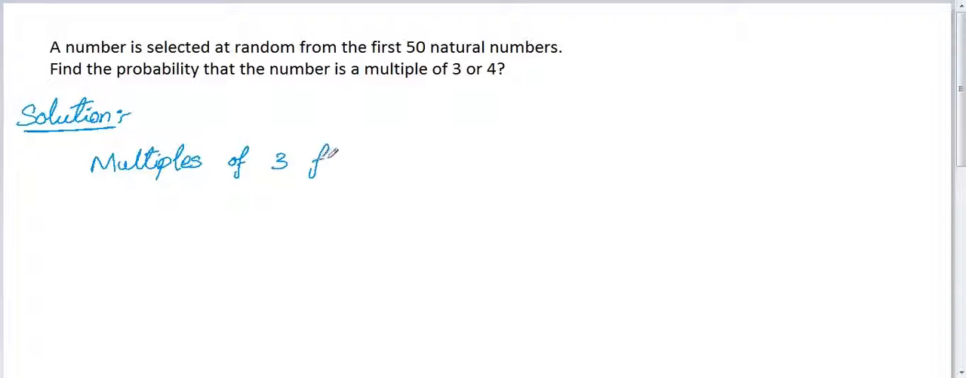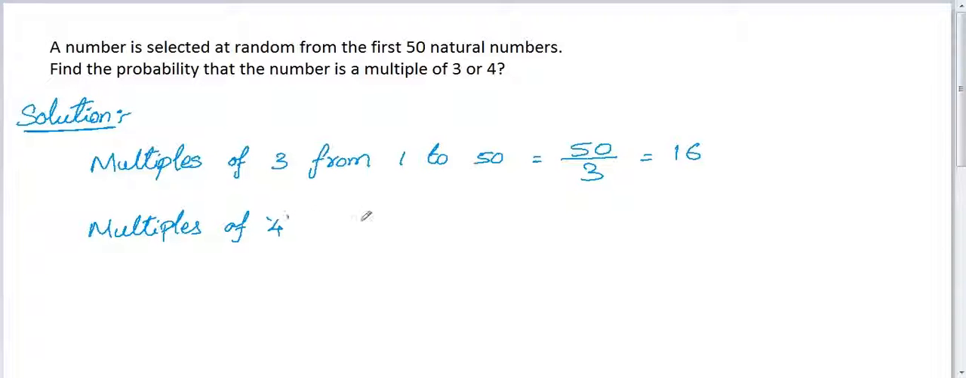So the multiples of 3 from 1 to 50 is 50 by 3, which is 16. So we have 16 multiples of 3 from 1 to 50 natural numbers. Similarly, write down the multiples of 4. So the multiples of 4 from 1 to 50 are 50 divided by 4. So we have 12 multiples of 4 from 1 to 50 natural numbers.